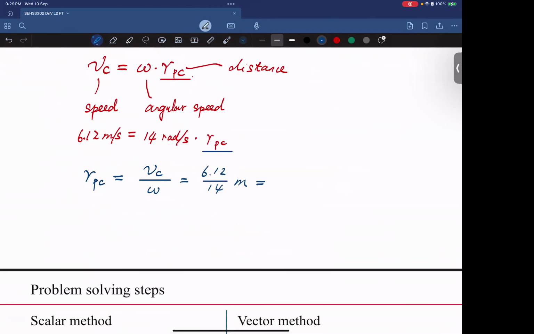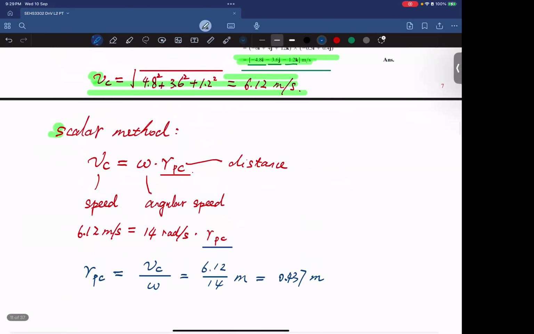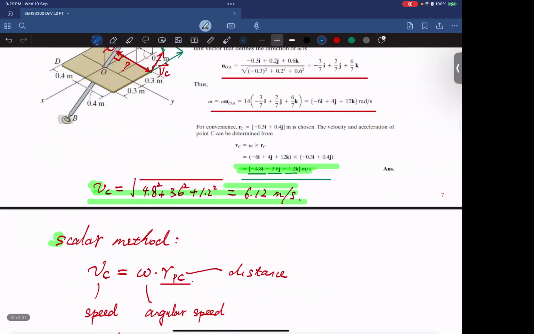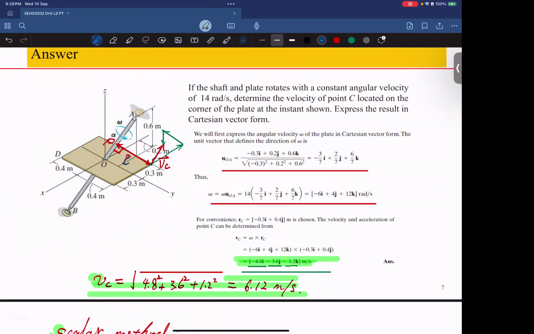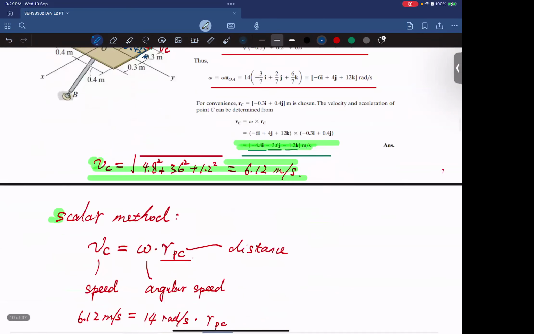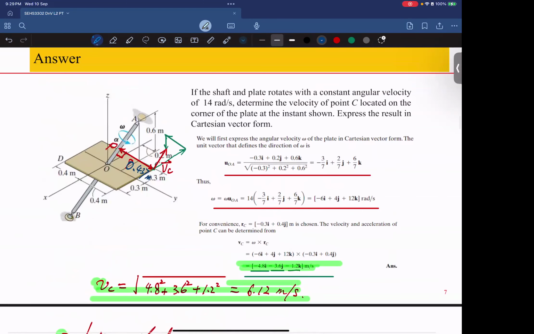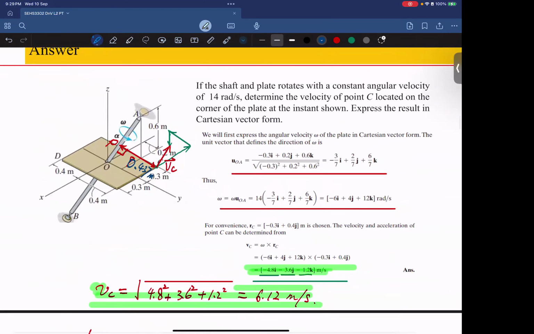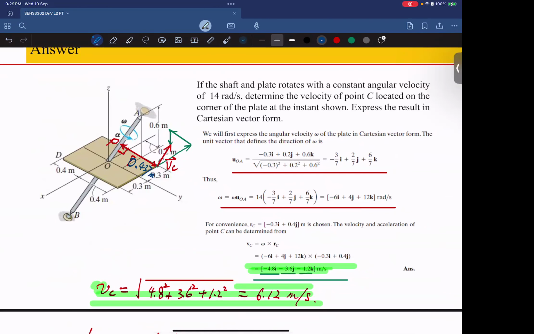How much? 0.437. Okay, 0.437. So this is the distance. Therefore, this distance is 0.437 meter. Okay, that makes sense, right? That's the rule. So with a vector method, we can do something, right? We can do something interesting.